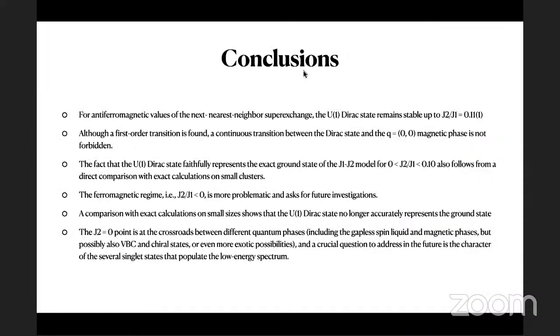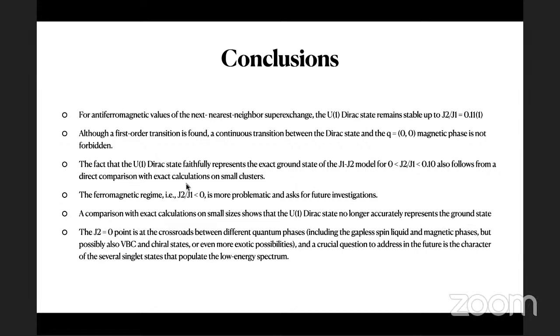Now, so coming to the end of my talk, these are the conclusions. For antiferromagnetic values of the next nearest neighbor super exchange, the Dirac state remains stable up to around 10% of J1 coupling, introduction of a J2 which is around 10% of J1. Although a first order transition is found, a continuous transition between the states is not forbidden from field theory arguments. Also, the Dirac state faithfully represents the exact ground state on the antiferromagnetic side, okay?